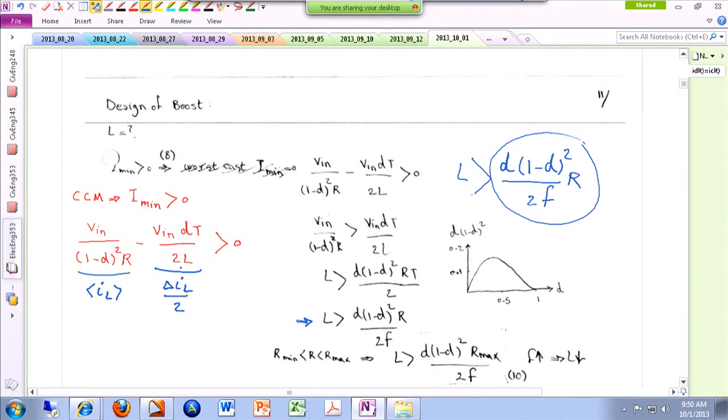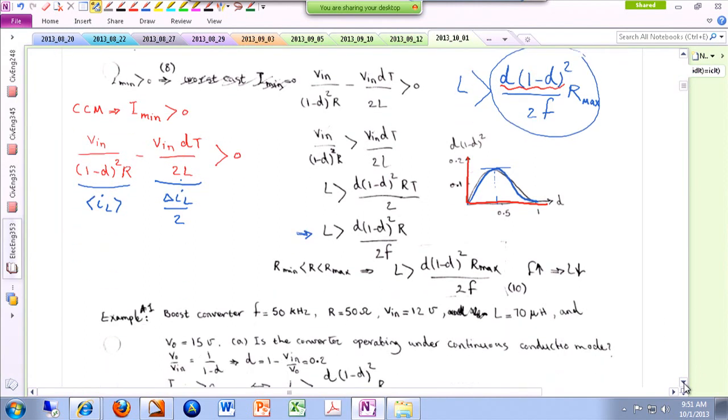If you plot just D times (1 minus D) squared, you will get a curve like this. So please remember, if your duty cycle has a range from 0 to 1, the maximum value happens somewhere around here, for instance. So in the design, you have to be careful about this curve, where my duty cycle is changing from where to where, and what would be the corresponding maximum value for D times (1 minus D) squared. Then I have to put the maximum value of R over here, and division by twice the frequency is no problem. 2 is constant, and the switching frequency is constant. So please remember, maximize this expression using this curve, then use the maximum value of R, and the rest is easy to figure out.